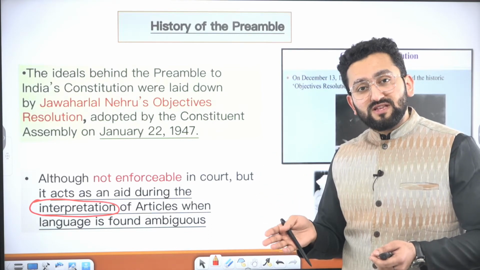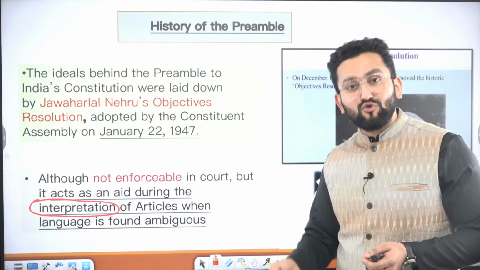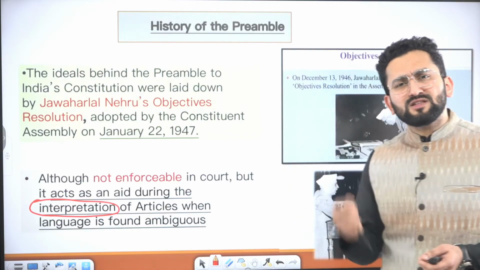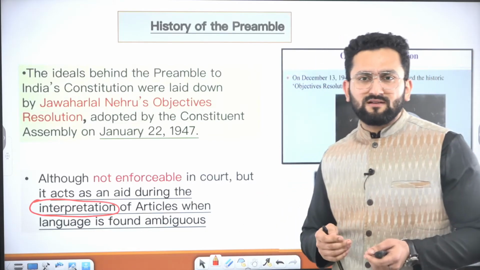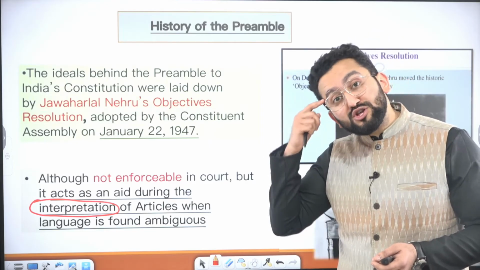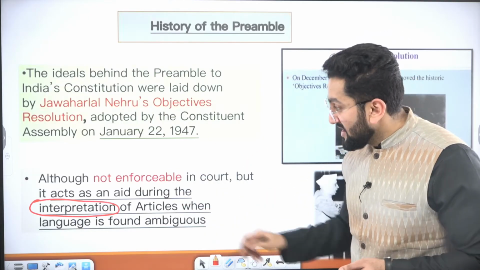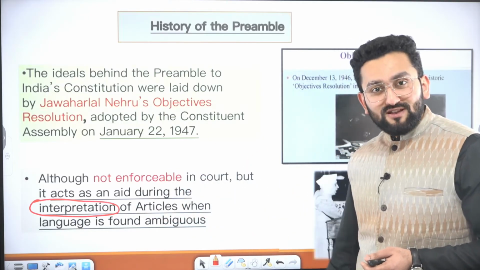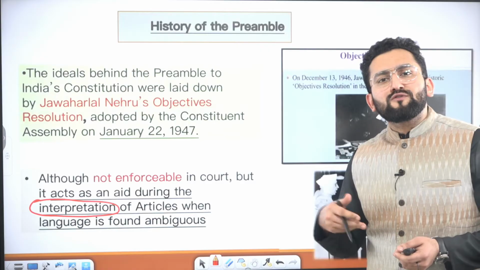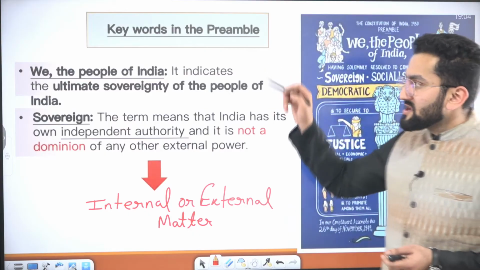So there are 2 kinds of provisions. One are enforceable by law, and the others are not enforceable as of now. You cannot knock the doors. Then you would think, if it is not enforceable, then why is it added? It is added so that it can be used to understand what the constitutional framers meant by a certain article, by a certain phrase, right? So it is used in interpretation whenever there is ambiguity. Ambiguity means when there are more than 2 meanings deriving out of a particular sentence, then you can look into the Preamble. What are the keywords?